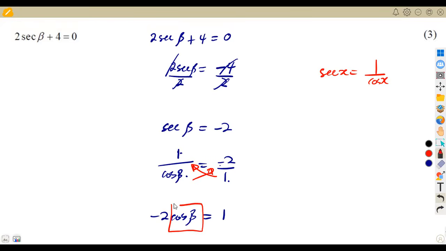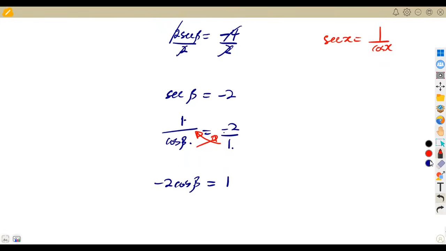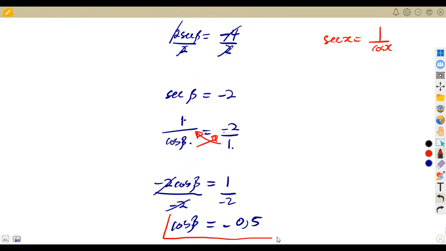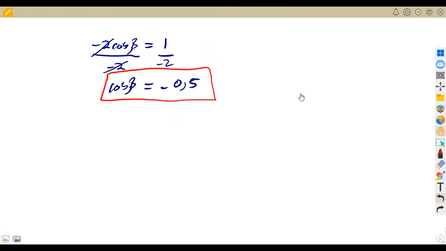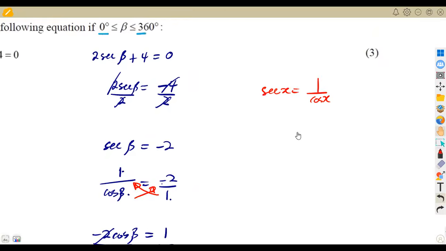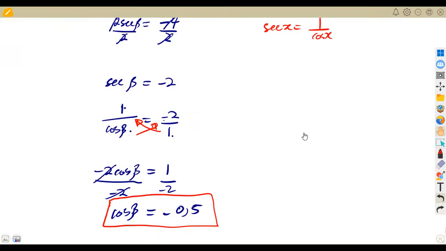Again, we are having a cos, but this is not a single trig. We are supposed to remain with a single cos on this side. So what can we do to remain with a single cos? We are going to divide by negative 2 both sides. So that means the cosine of beta is going to be equivalent to negative 0.5. So this is a single trig that we can work with on our calculator, so we can find the value for beta. As you can see, guys, these are the steps that you simply needed to obtain a single trig.